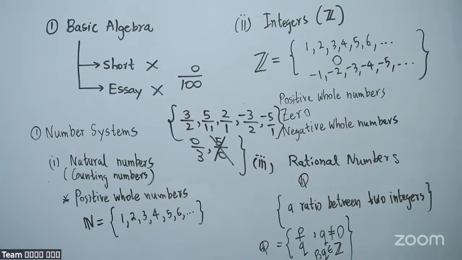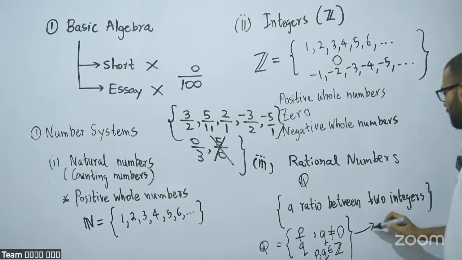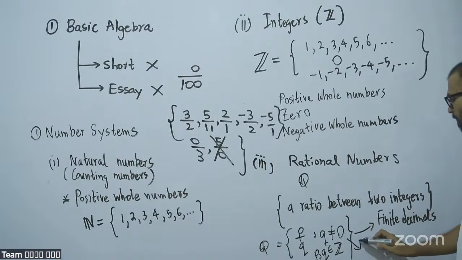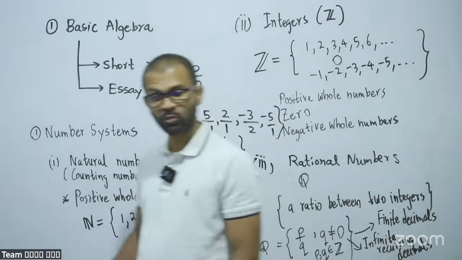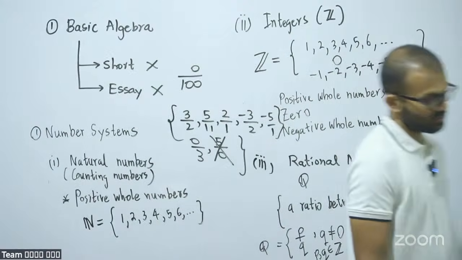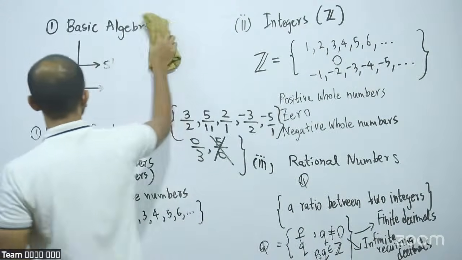And there are two types of rational numbers: finite decimals and infinite recurring decimals. So there are two types of rational numbers. First one, finite decimals. Second one, infinite recurring decimals. Right? Shall we write some examples?